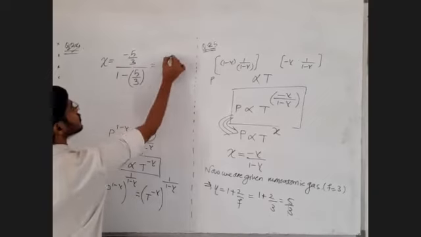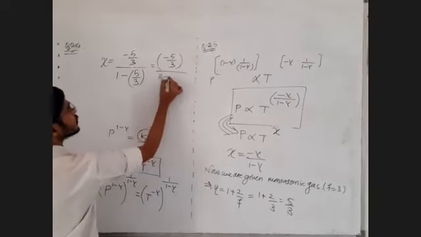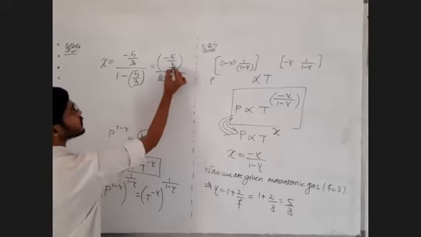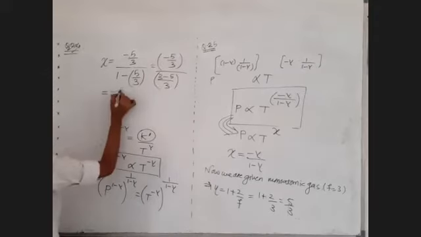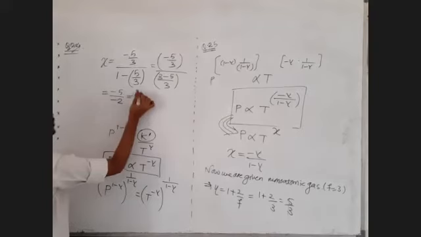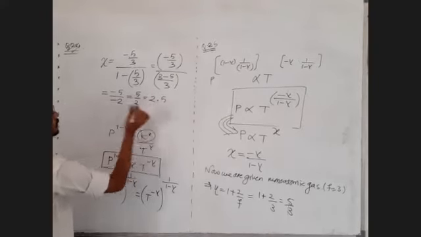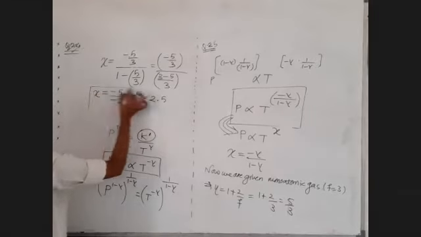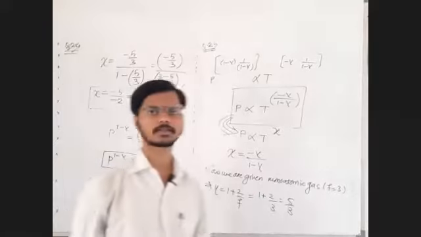So this is minus 5 upon 3 divided by 1 minus 5 upon 3. The upon 3 will get cancelled. This minus 5 will remain as it is. This 3 minus 5 is minus 2. So the answer is 5 by 2, or simply 2.5. Check if I am right or wrong. Cross check me with the answer.